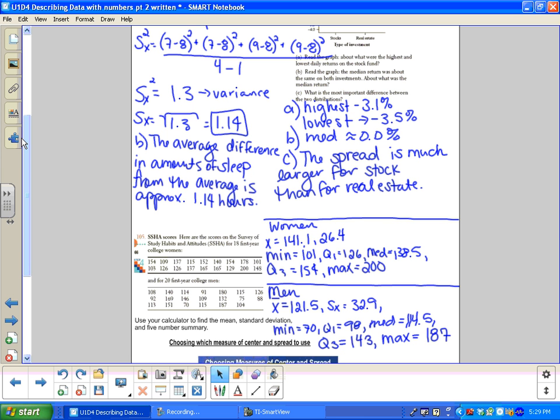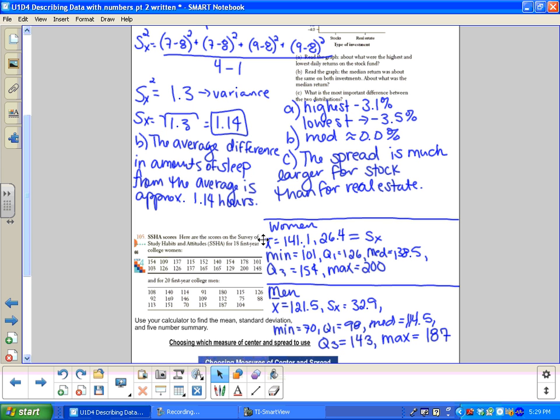And then the last one, we were going to put all the data in and then use our calculator to find the mean, the standard deviation, and the 5-number summary. I think that I kind of screwed this up here. This should be mean, and then this should be standard deviation. I don't really know why I don't have it written that way.